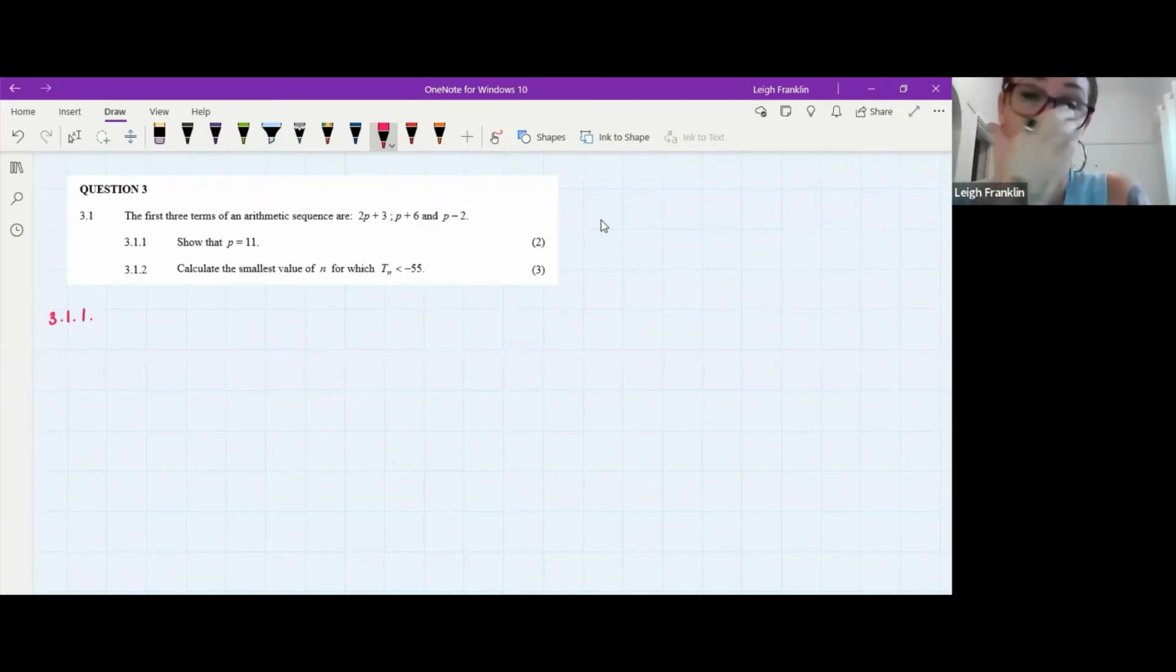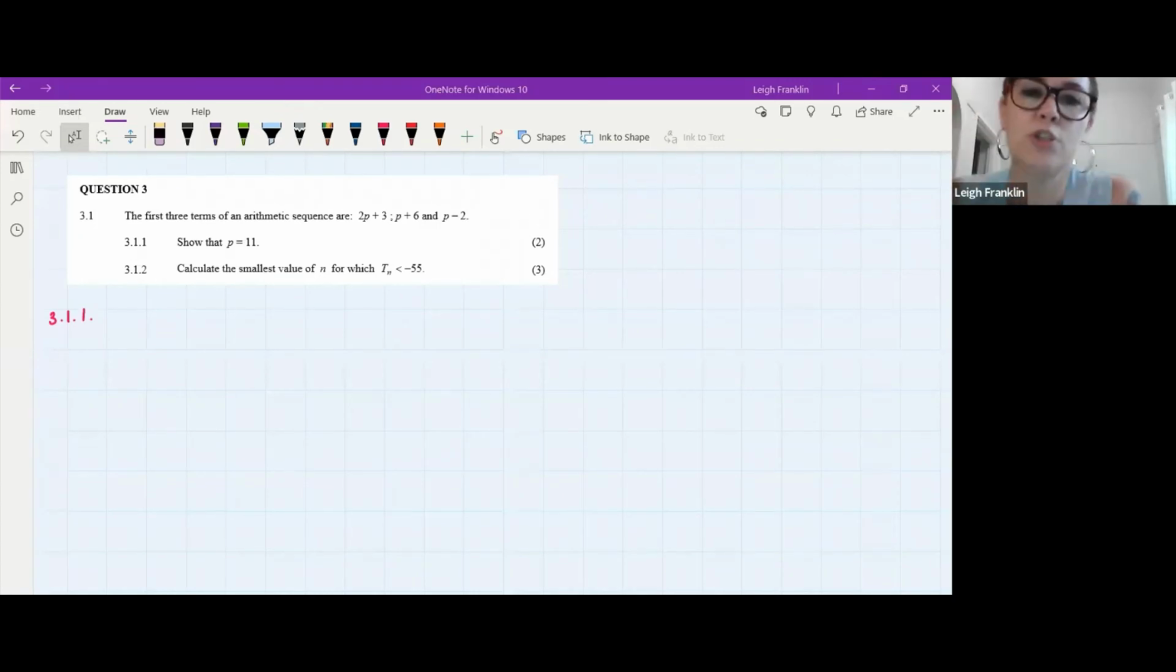Absolutely. So what I think is that we could probably try by finding D first. So say P plus 6 minus 2P plus 3. Keep going. That's beautiful. Then we know that A is 2P plus 3 because that's the first term. So let's just first find D, then we'll go on. Absolutely. I couldn't have said that better, 100%.